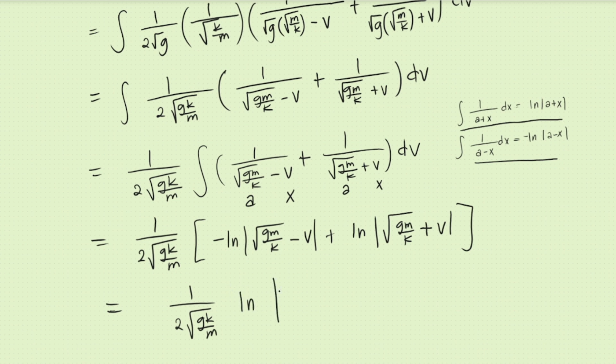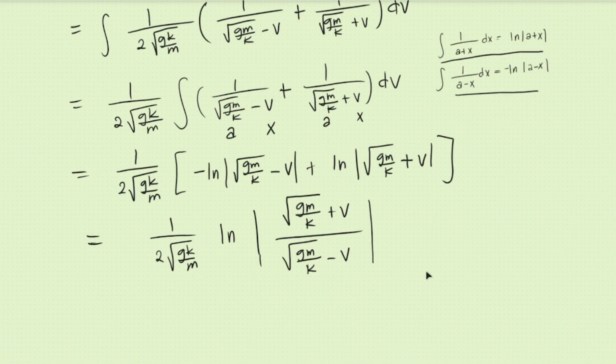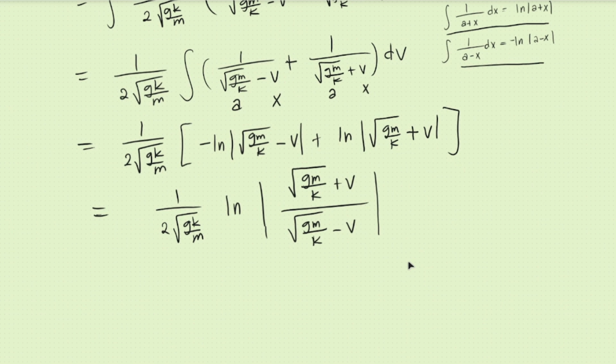ln, by logarithmic properties, we can actually simplify this. So this is just the difference of two logarithmic functions. So we can make this like this. We'll make this in our numerator and this one here in our denominator, over square root of gm over k minus v. See? We did that because we want our answer to be in a pattern where we can simplify it even more, and we can express it as some inverse hyperbolic function.